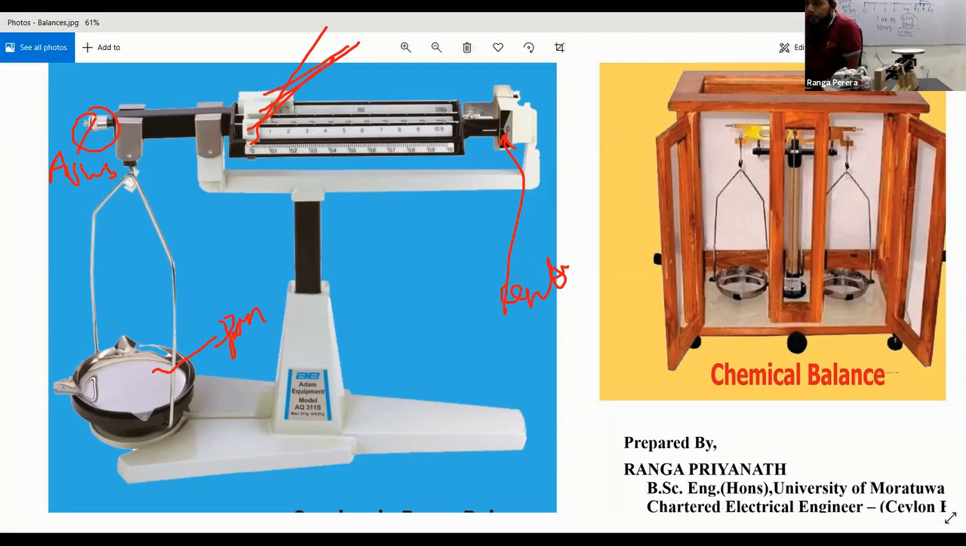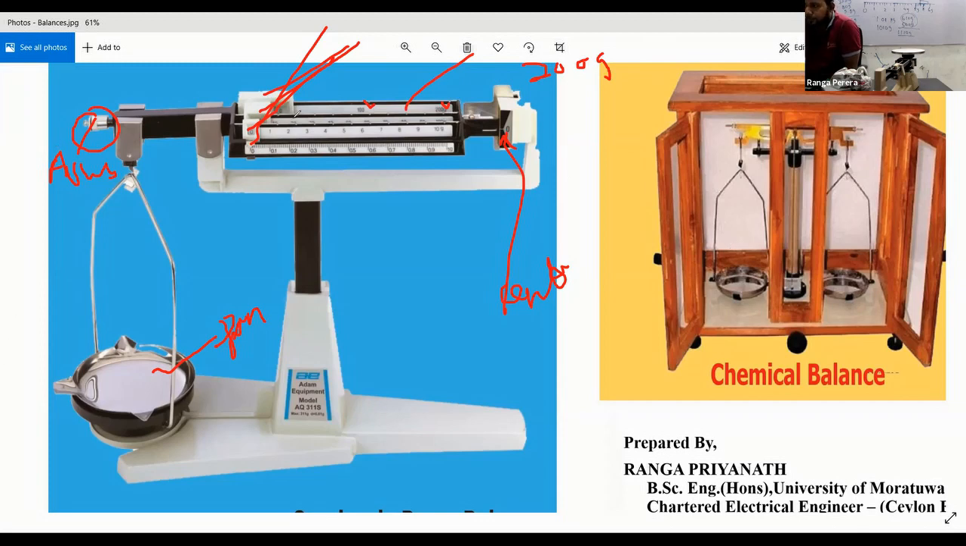So in this case, we have a 0 mark, 100 gram, 200 gram. We have a notch at that point. Altogether, the maximum is 200 gram, which you can measure from this beam.